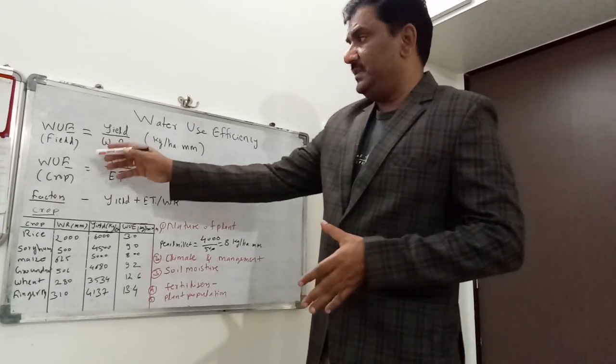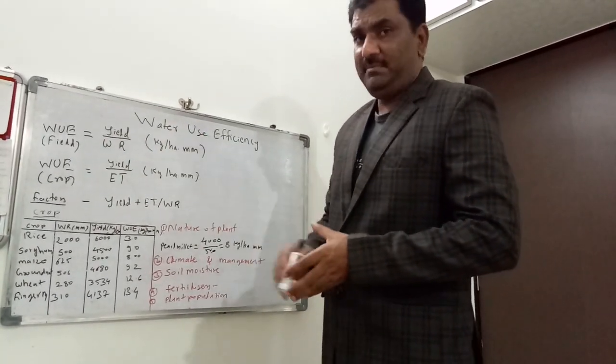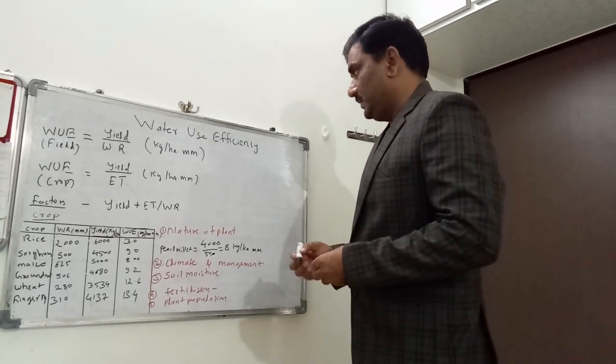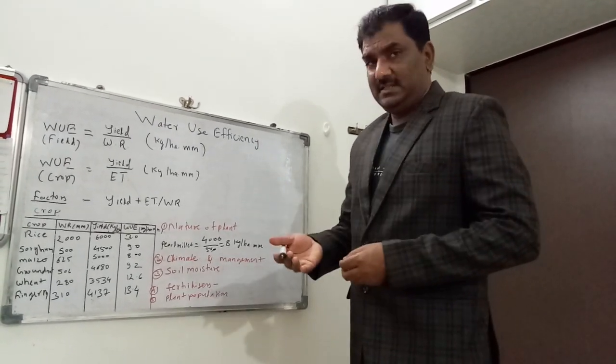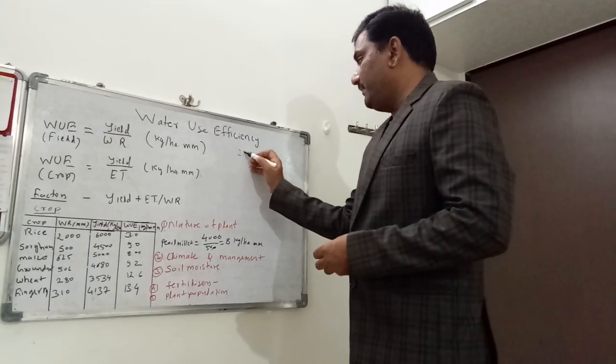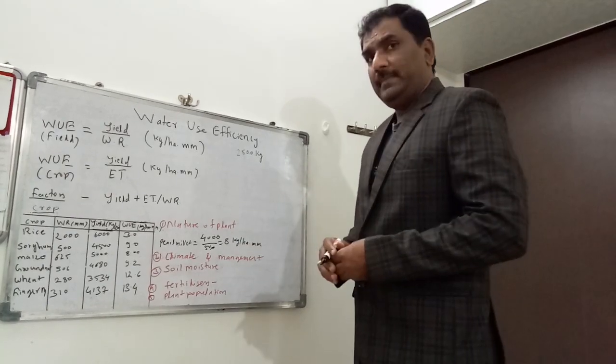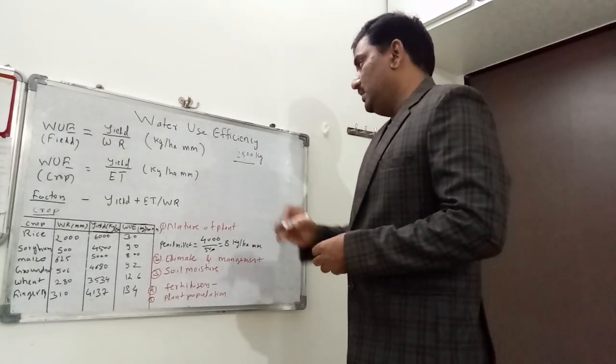In case of field, we consider yield, that is marketable yield. Marketable yield means in case of wheat, we get the wheat grains. So 25 quintals means 2500 kg. Suppose we use an amount of water.